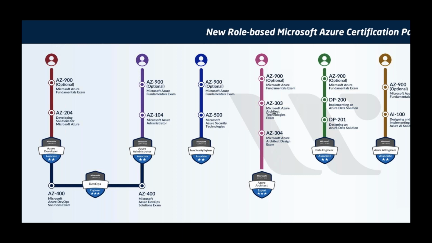Or you can go with this path, which would be AZ-303 and AZ-304. 303 is basics and 304 is expert. So if you can complete both, you are assured Architect, but you can't go to 304 without 303.